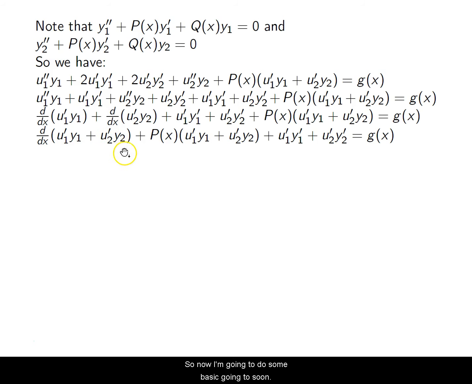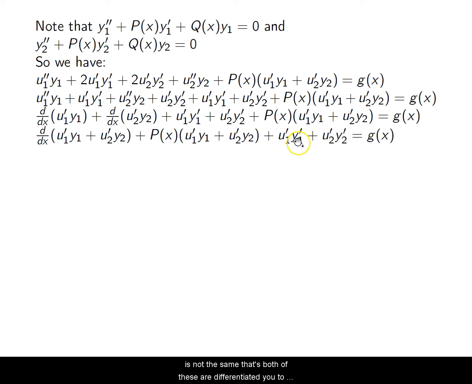So now what I'm going to do is I'm basically going to assume that this u1 prime y1 plus u2 prime y2, let's assume this is 0. If I assume that this is 0, I have some function of x times 0, which is going to give me 0. And if you notice, what I have here is exactly the same. What's inside this parentheses is exactly what's in this parentheses. So if this ends up being 0, 0 times the function is 0, the derivative of 0 is 0. This goes away and this goes away, and I'll be left with this thing equals g of x.